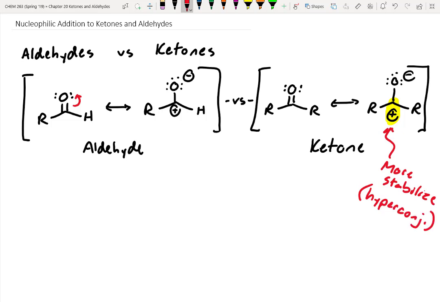All right, so knowing that, which one's going to usually be more reactive, an aldehyde or a ketone? Aldehyde. They're less stable, therefore they're more reactive. And I'm going to put a "usually" under here because in chemistry there's always exceptions to the rule. So these are usually more reactive.